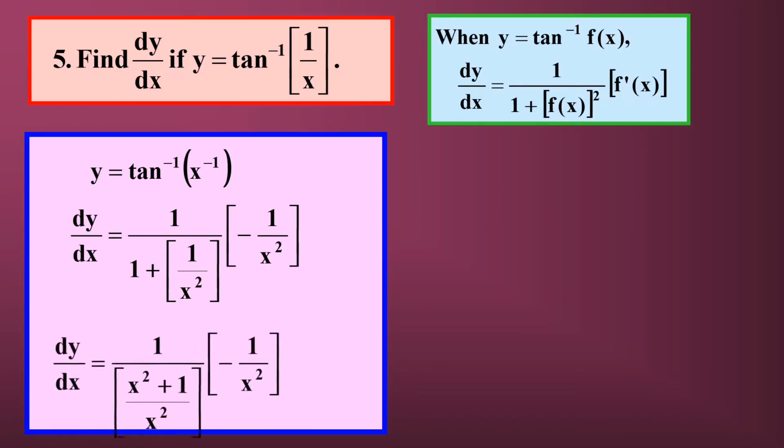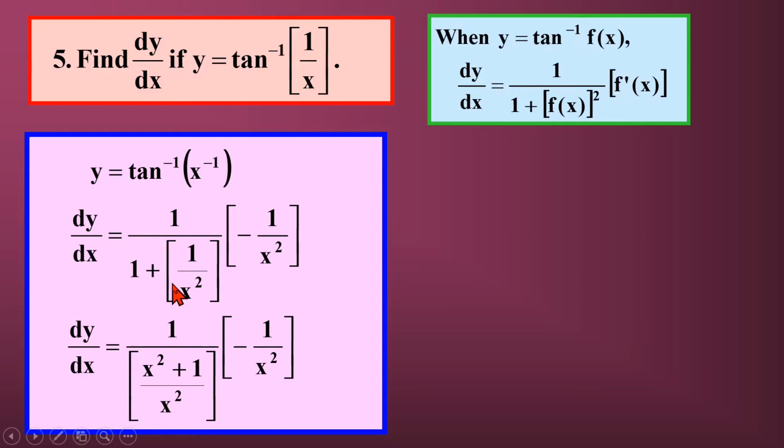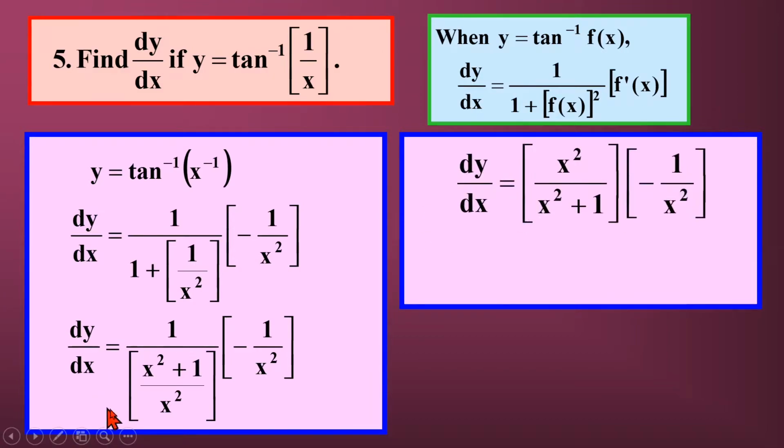After this is done, I need to combine this part of the fraction. So x squared multiplied by 1, I get x squared plus 1 divided by x squared. Once this is done, I need to transform this, so the denominator here will go up, so I get x squared over x squared plus 1. These two can be cleared away, so my answer is only going to be minus 1 divided by x squared plus 1. That's the answer.